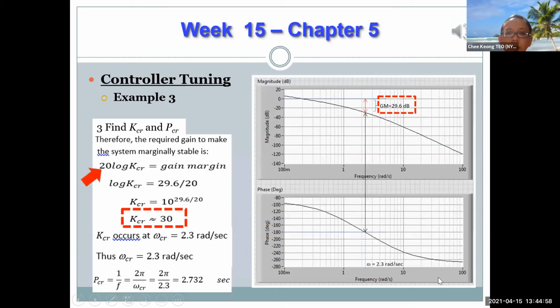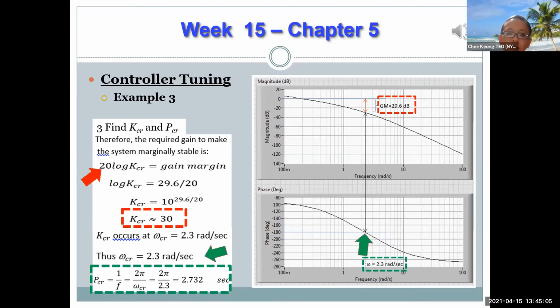We would therefore be able to equate 20 log Kcr to the gain margin and solve for the critical gain Kcr. For omega cr, we just look at the frequency at which the phase crosses minus 180 degrees. In this case, it crosses at 2.3 radians per second. Hence omega cr is 2.3 radians per second. To find Pcr we just use Pcr equals 2 pi over omega cr. In this case it is calculated to be 2.732 seconds.